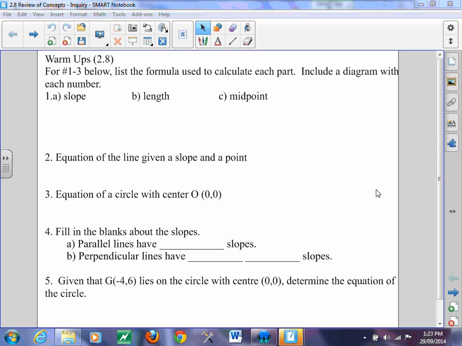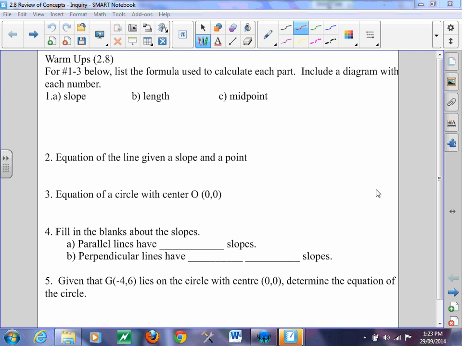Class, and welcome to lesson 2.8, review of concepts inquiry. I love this lesson because it takes all the information we've learned throughout the course and puts it into a real life situation. But before we get to that, let's do some warm-ups because these could be on your unit test coming up. So here we go.